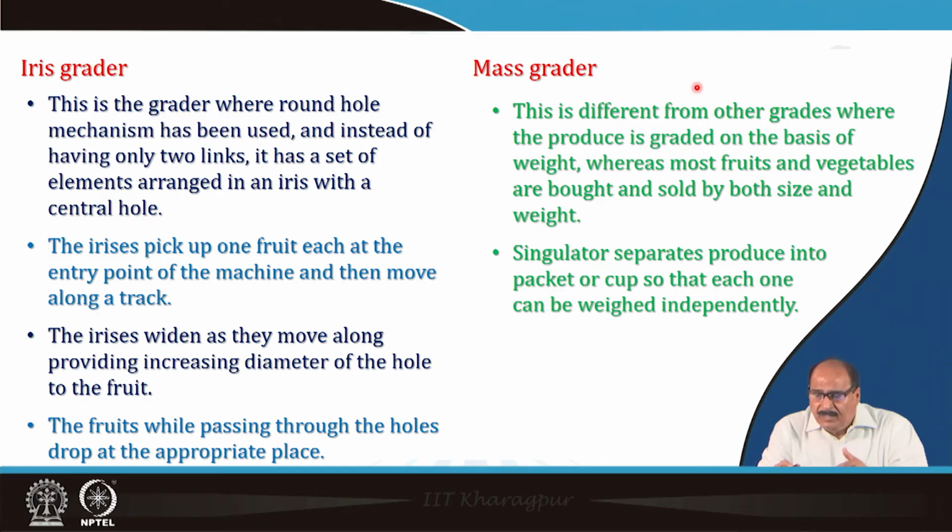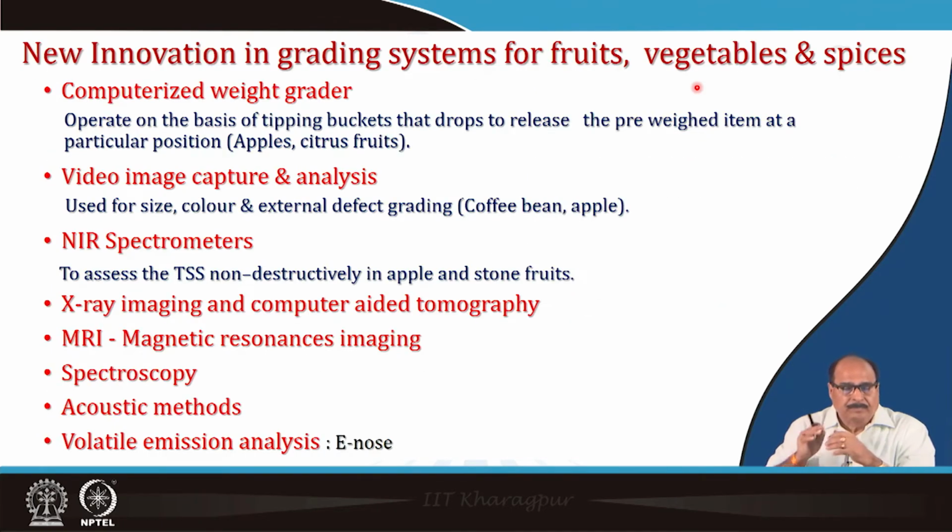Mass grader. It is different from the other graders in that the produce is graded on the basis of weight, whereas most fruit and vegetables are bought and sold by both size and weight. A singulator separates produce into a packet or cup so that each one can be weighed independently.